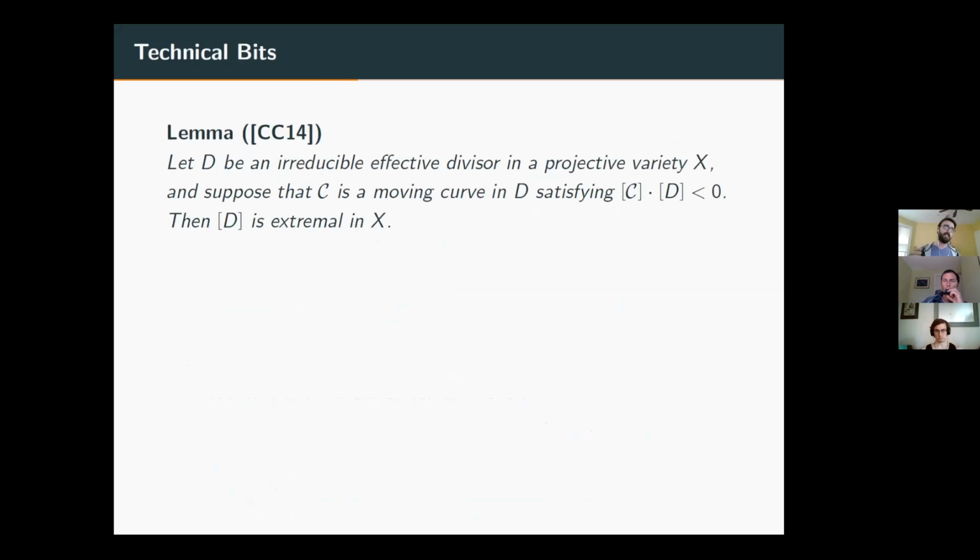If you have an irreducible effective divisor in a projective variety X, then there's a really easy numerical test to see if that divisor is extremal. You find some curve that lives in it and is a moving curve, so its deformations cover the divisor. You intersect, get a negative number. If you get a negative number, then your divisor is extremal.